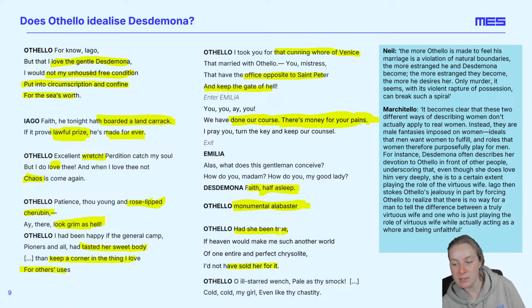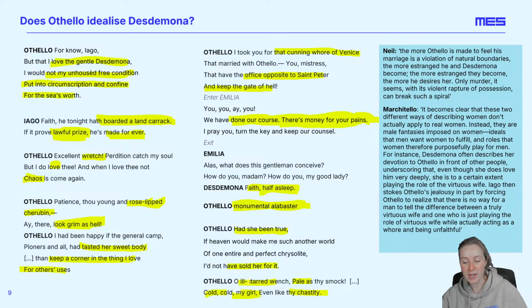This then speaks to, again, this idea of her value to him as something that's exchangeable, and saying, well, it's justified because if she was faithful, then I wouldn't have sold her, but I did what I had to do because she'd betrayed me. And he also says, as soon as he finds out she's been innocent the whole time, "O ill-starred wench, pale is thy smock, cold, cold, my girl, even like thy chastity."